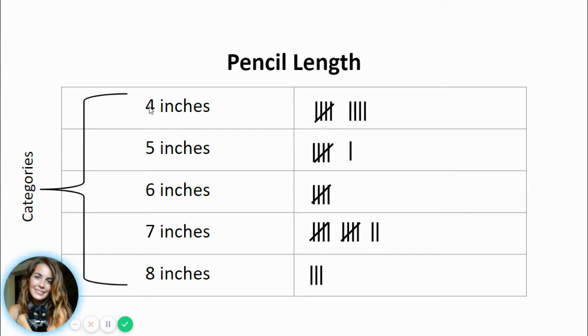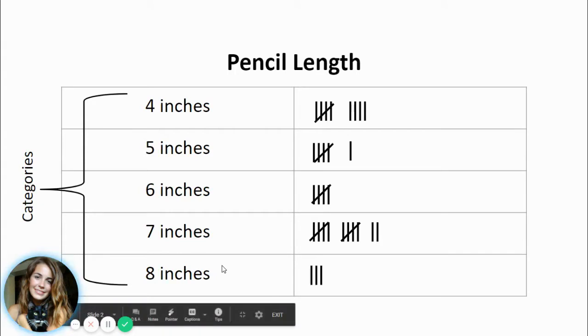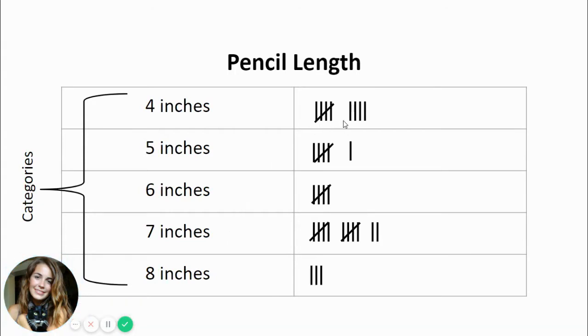So the pencil may have been 4 inches long, 5 inches long, 6 inches long, 7 inches long, or 8 inches long. And then the tally marks tell me how many pencils measured that length. So I can see 9 pencils were 4 inches long, 6 pencils were 5 inches long, and I can look and count the tally marks using the groups of 5 to help me to tell how many pencils were in each category.